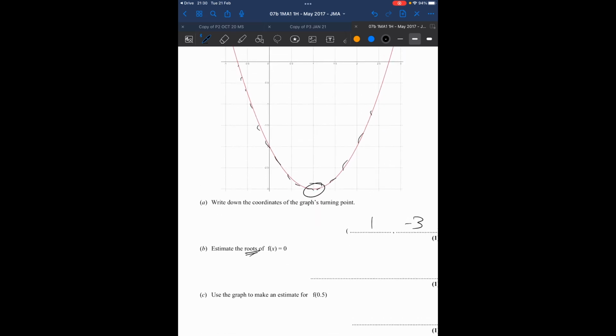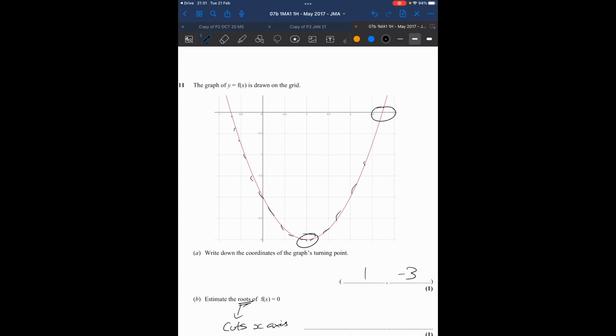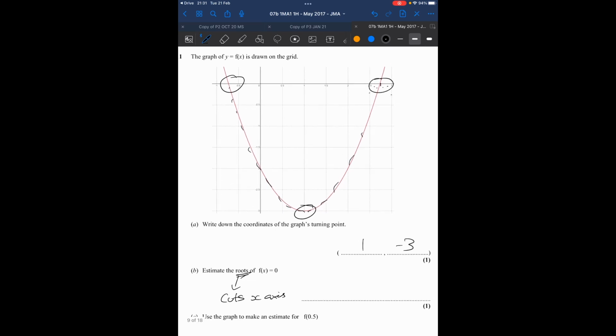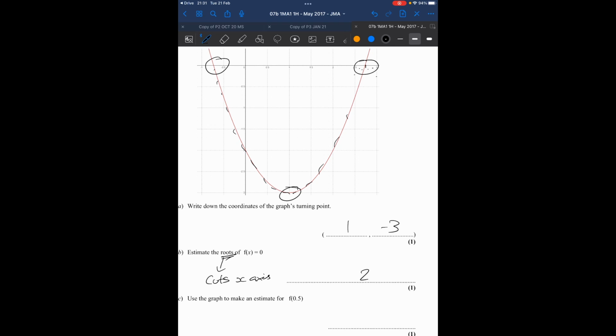Estimate the roots. The roots are where it cuts the x-axis. It's these ones, okay? It says estimate because it might not be perfect, but you should try and be careful if you can. That's 2.5, that's 3. The middle is 2.75, and it's slightly less. I'm going to go with 2.7, I think. As long as I'm a bit careful, I should be all right.